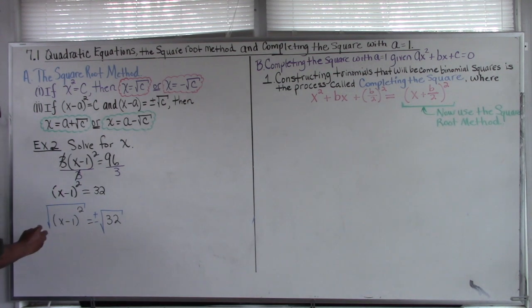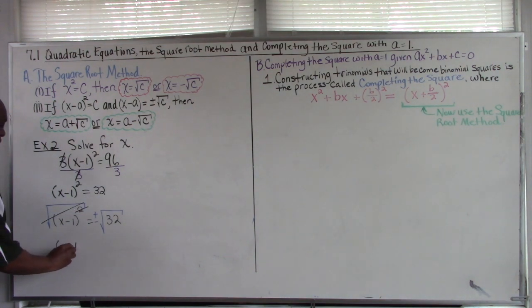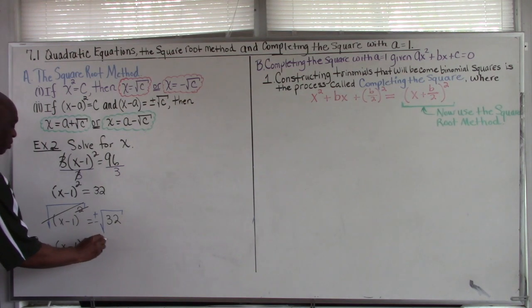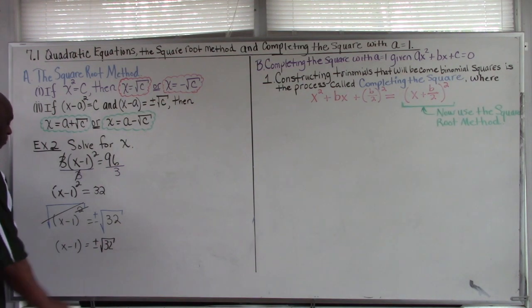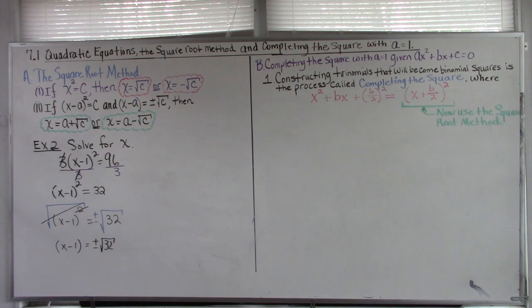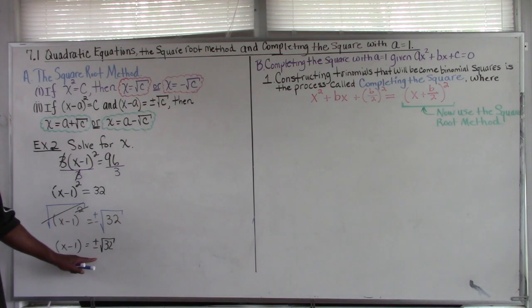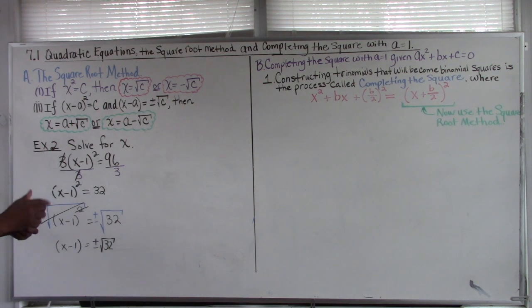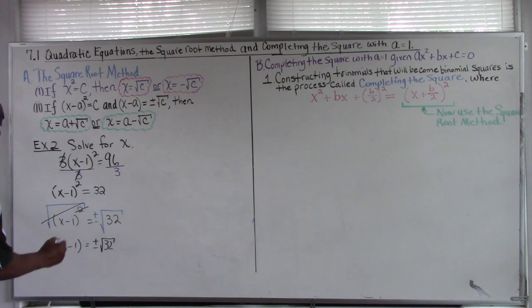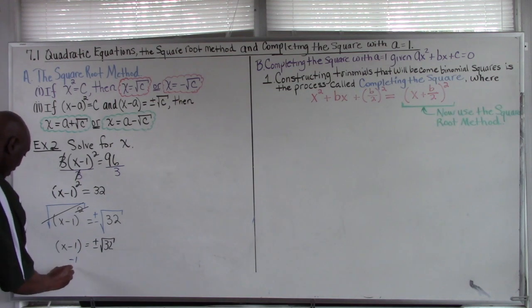So the actual square root cancels out the square, and I'm left only with x minus 1 equals plus or minus the square root of 32. All right? At this stage, we need to break down the 32. Okay? Well, we'll break it down in a minute. Let's go a step further.